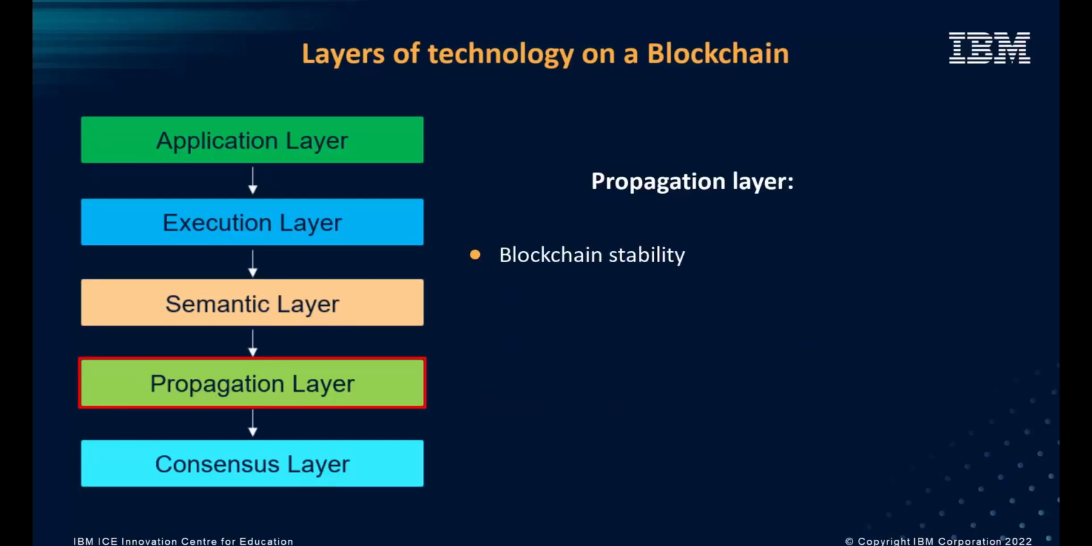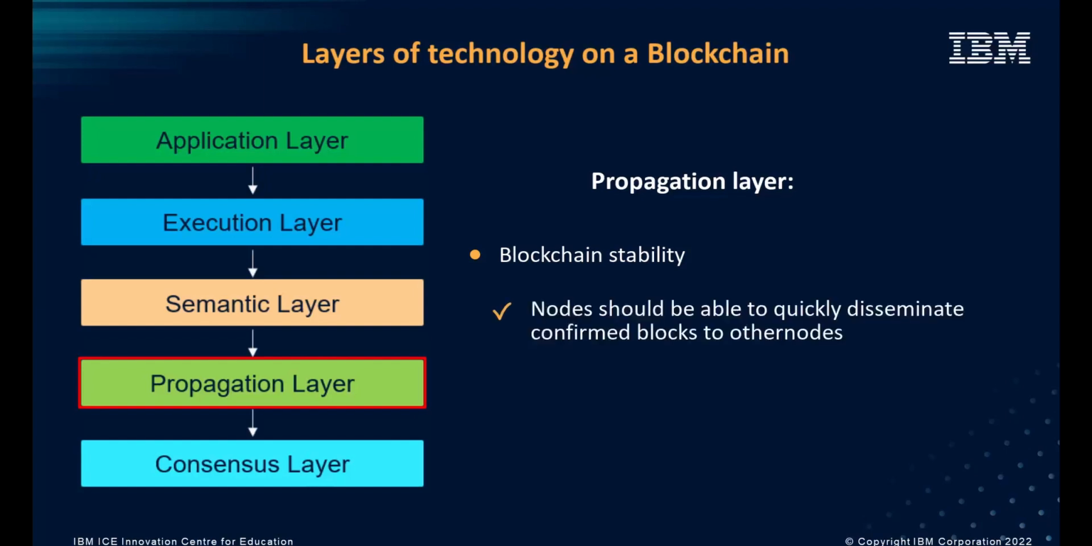This layer achieves blockchain stability by requiring that nodes should be able to quickly disseminate confirmed blocks to other nodes so that all nodes have the same consistent version of the blockchain upon which they can build further.